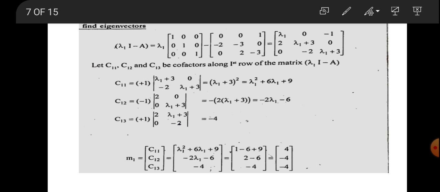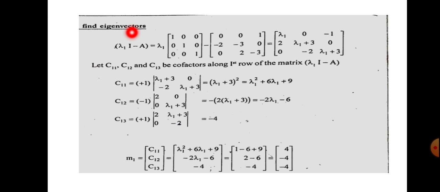First of all, we have to find the eigenvectors for finding the modal matrix. For lambda 1, we can write the eigenvectors as lambda 1 I minus A. So lambda 1 and I is written here and A is here. So this will give you this matrix. Okay. In order to find the modal matrix, first of all, you need to find the cofactor elements along the first row.